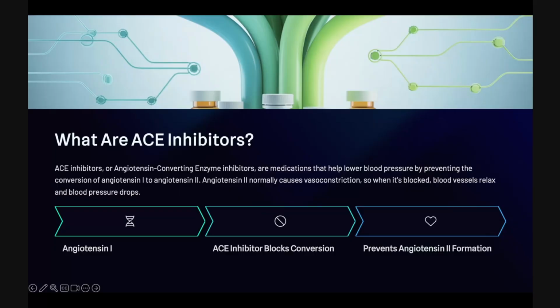ACE inhibitors are very commonly tested, so it is important to make sure that you are familiar with ACE inhibitors. ACE inhibitors, or angiotensin converting enzyme inhibitors, are medications that help lower blood pressure by preventing the conversion of angiotensin 1 to angiotensin 2.